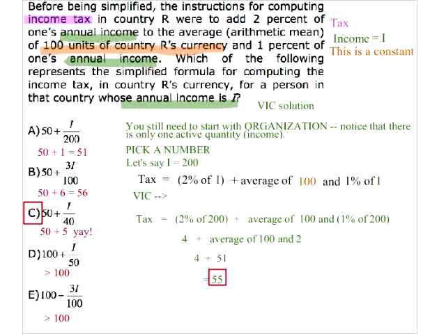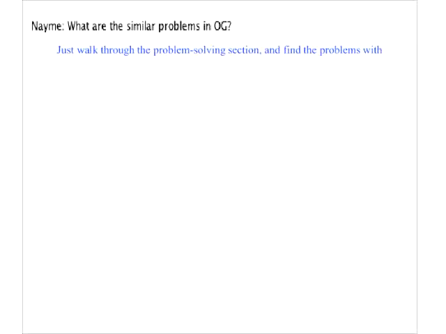Someone asks, what are similar problems in the official guide? Well, I don't have a list right off the top of my head, but for this one, it's really just to go through the OG and find the problems that have lots of words in them. Just walk through the problem-solving section and find the problems with lots of confusing words. That's basically it. Because it's an organization theme, it applies to anything where you have a lot of words flying around trying to confuse you. It's very general. Any other questions?